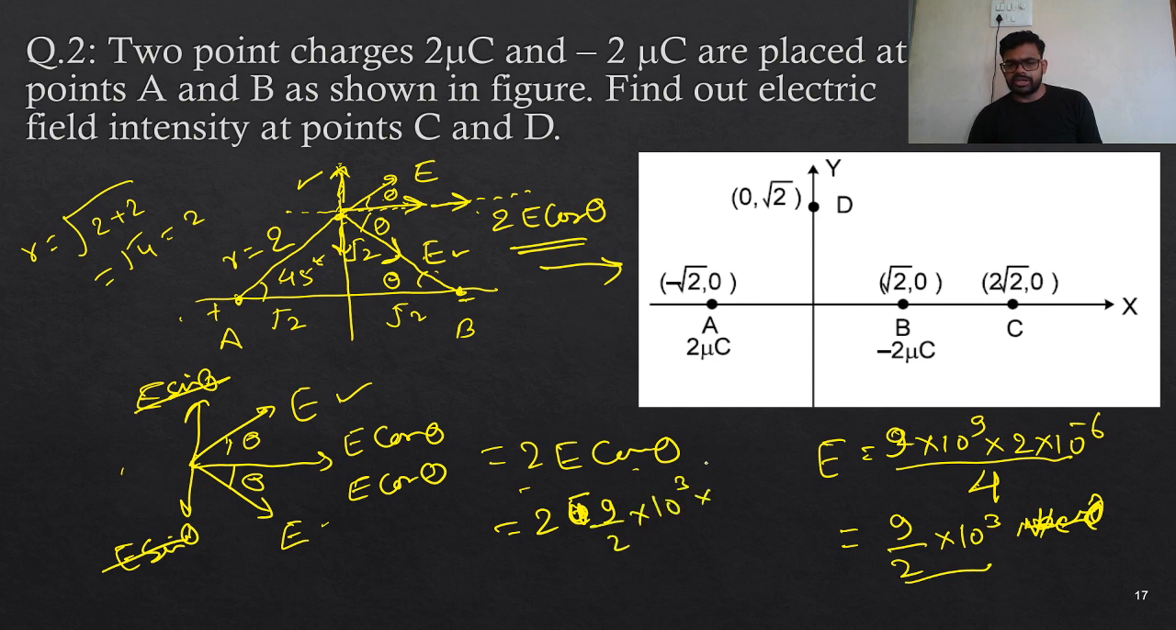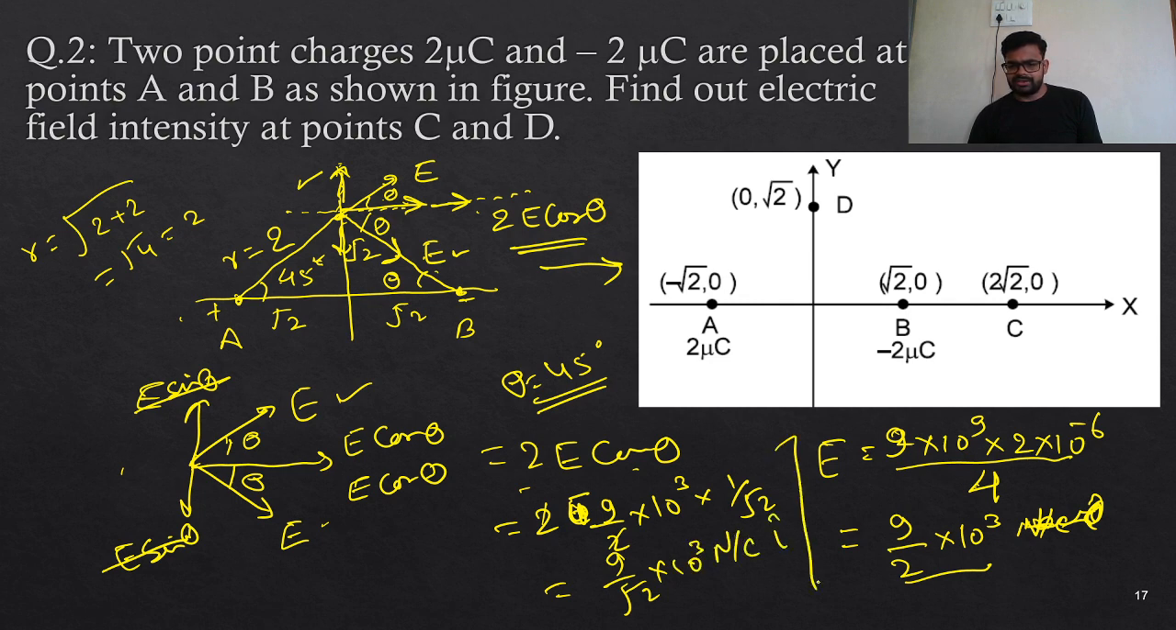And the value of cos theta: cos theta is 1 by root 2. Theta is 45 degree. It is not given, but we know it is 45 degree. Right? Yes. So finally we are getting, 2 cancels, 9 by root 2 into 10 raised to 3 Newton per coulomb i cap in x direction, right? So this is the final answer. So all of you are getting it. Very simple thing. You can do it. Okay.